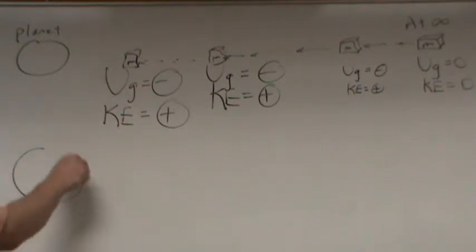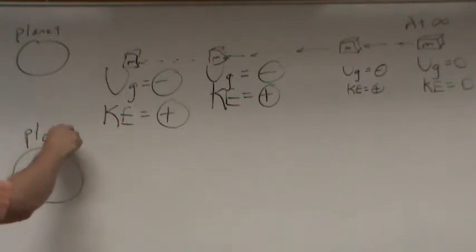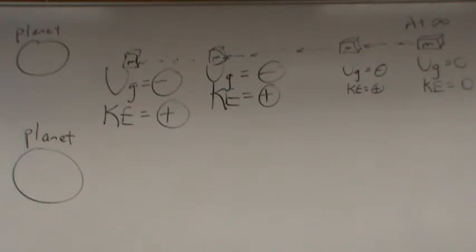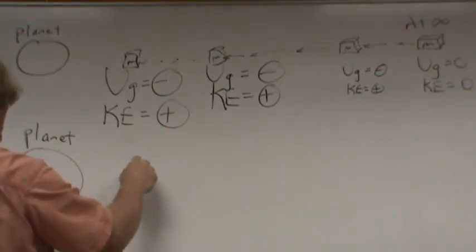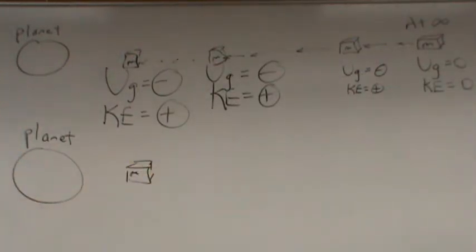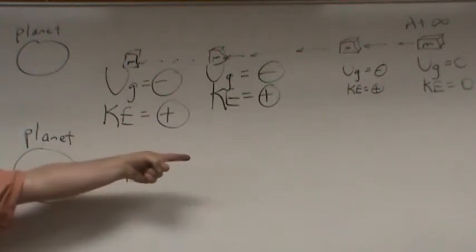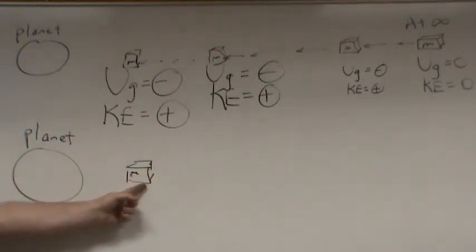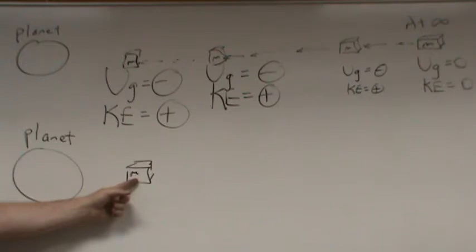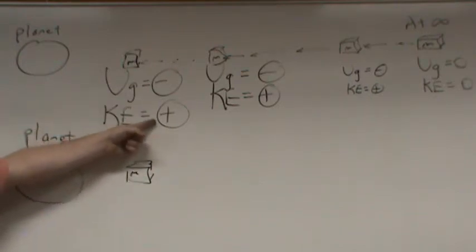Or here, maybe let me put it a different way. Here's my planet. Let's say I have a mass here, and I want to send it to infinity. How much kinetic energy am I going to need to send that planet to infinity? That much.